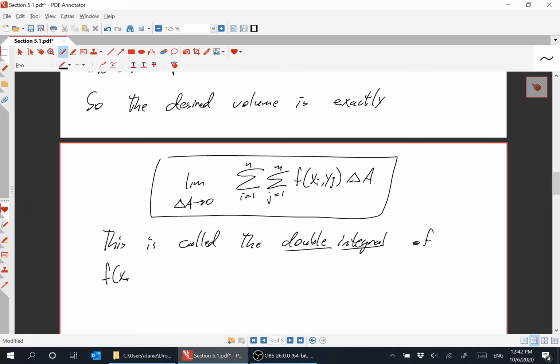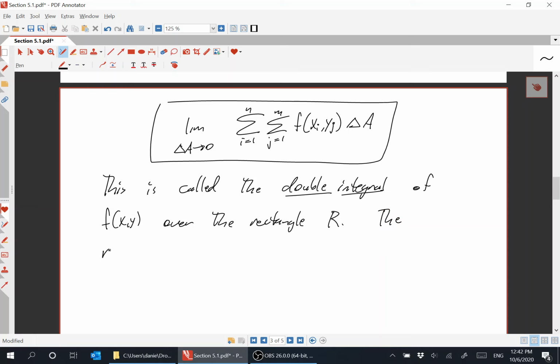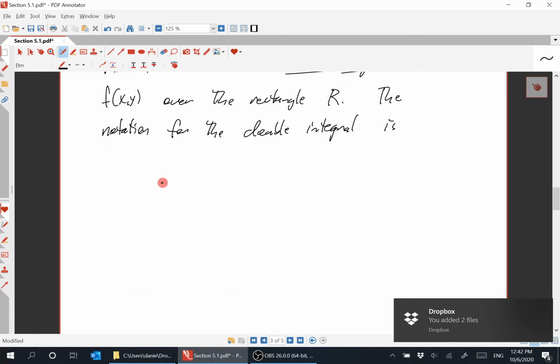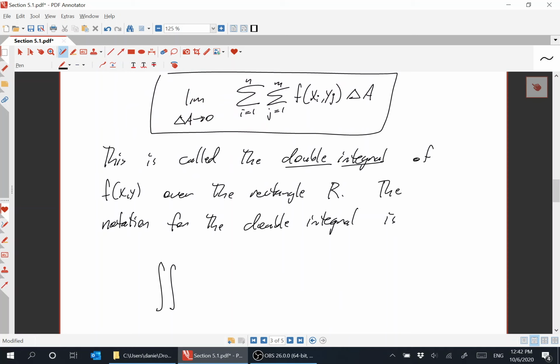The double integral of f(x,y) over the rectangle R. The notation is as follows. Well, we use two integral symbols. What does the integral symbol mean? Right? It's a long skinny S. Right, the S stands for sum. It's a skinny sum because those rectangles or those boxes are getting very skinny.